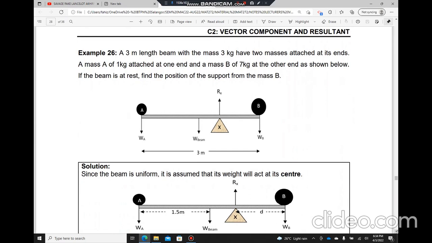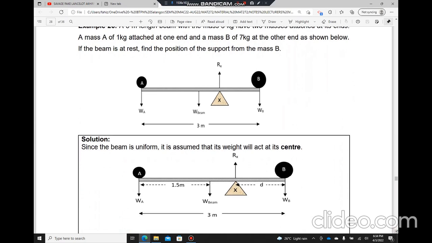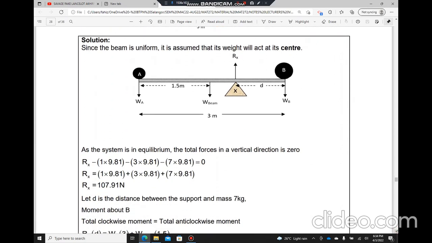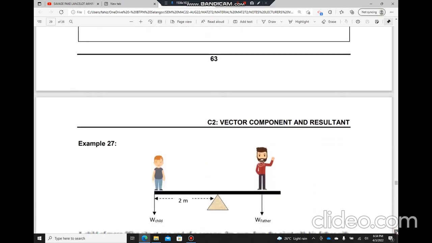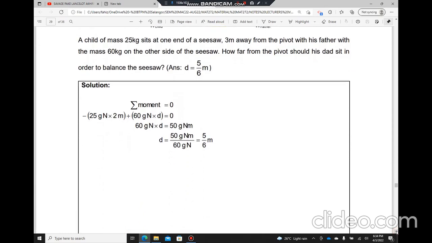Okay, so you can try solve example 26. So cuba buat example 26. Okay, guna cara yang sama tadi. Kita assume kalau dia equilibrium, so the total force in a vertical direction is 0. So moment pun 0, force pun 0. Okay, so yang ni dia nak kira D. So tapi cara yang sama. Okay, same with example 27.